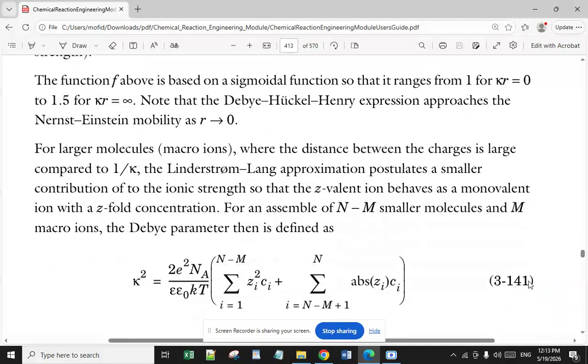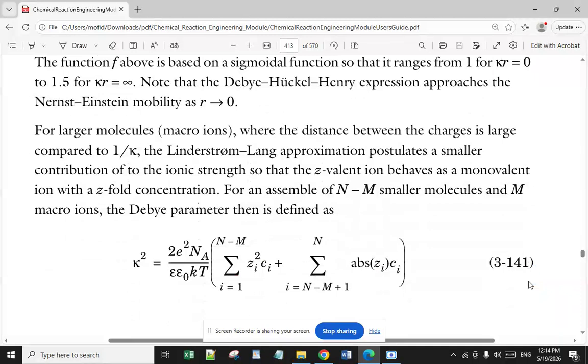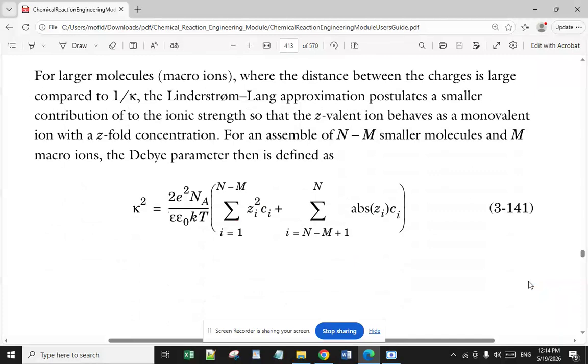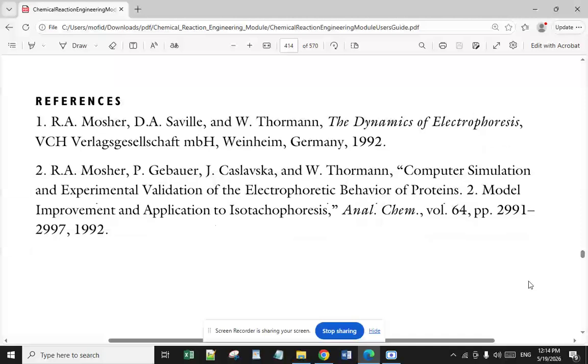Note that the Debye-Huckel-Henry expression approaches the Nernst-Einstein mobility as R tends to 0. For larger molecules, macroions, the distance between the charges is large compared to 1 divided by kappa. The Linderstrom-Lang approximation postulates a smaller contribution to the ionic strength, so that the Z-valent ion behaves as a monovalent ion with a Z-fold concentration. For an ensemble of n smaller molecules and m macroions, the Debye parameter is then defined as follows.